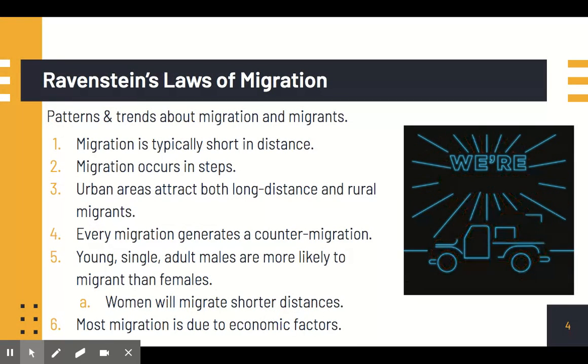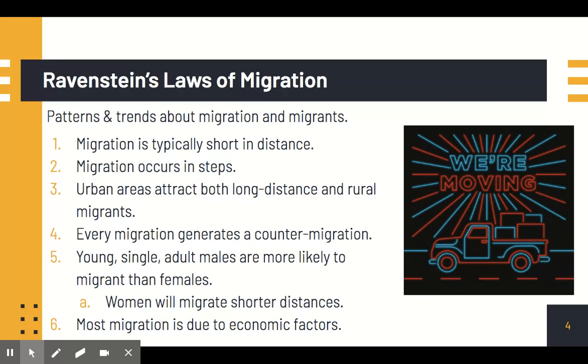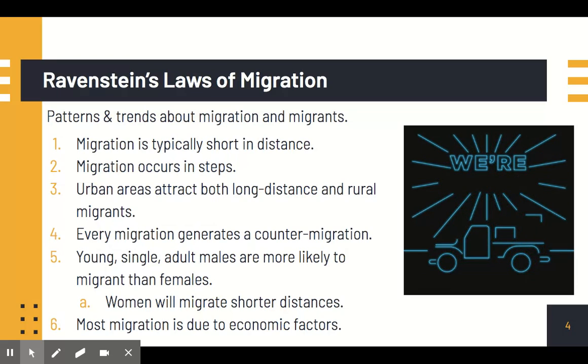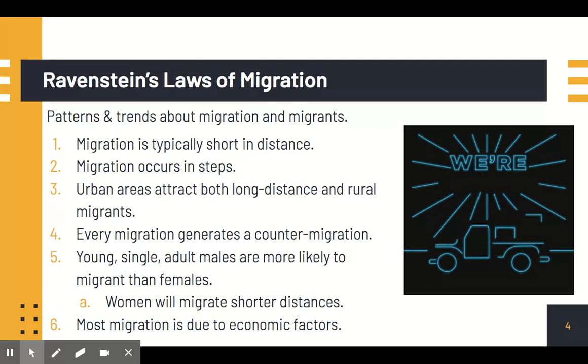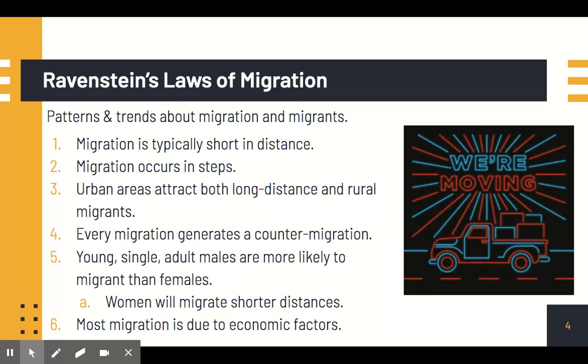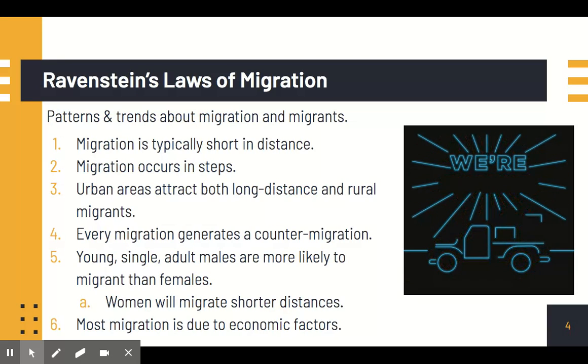This is one of those things in the AP curriculum that comes up quite a bit. So any of my AP test takers, this is something that you're definitely going to want to know. People not taking the test, I don't know that you necessarily need to memorize this list, but it is kind of an interesting look at what patterns and trends we see about migration and migrants.